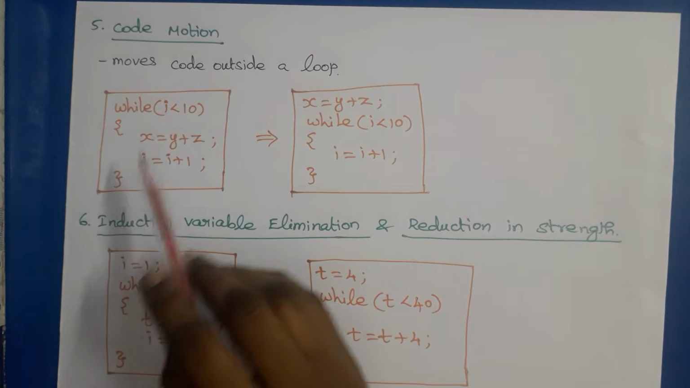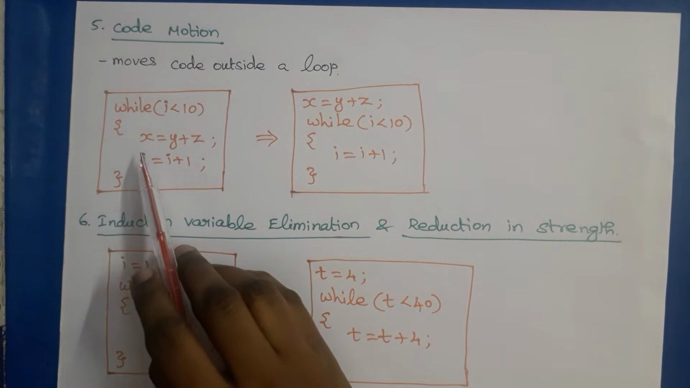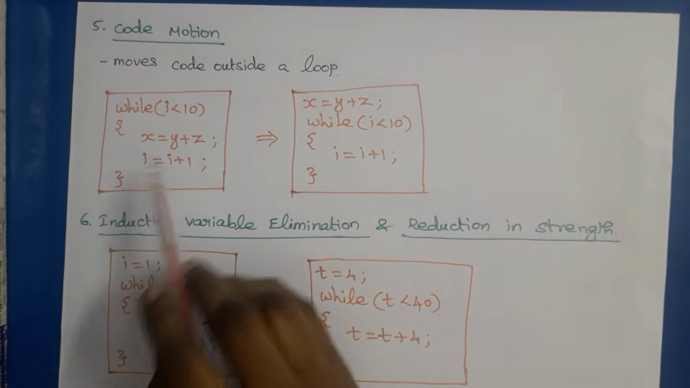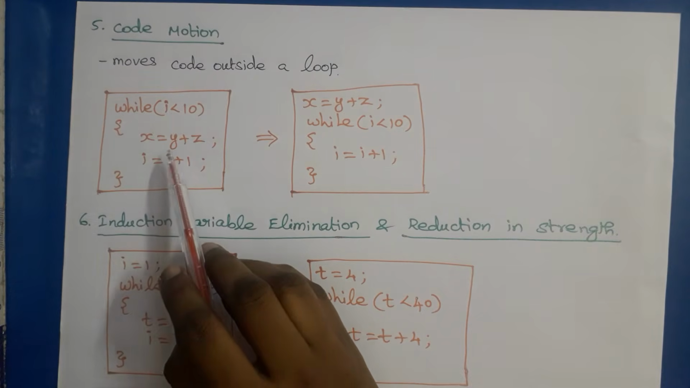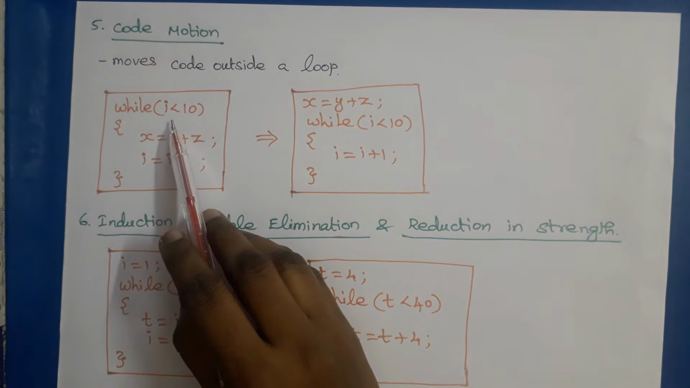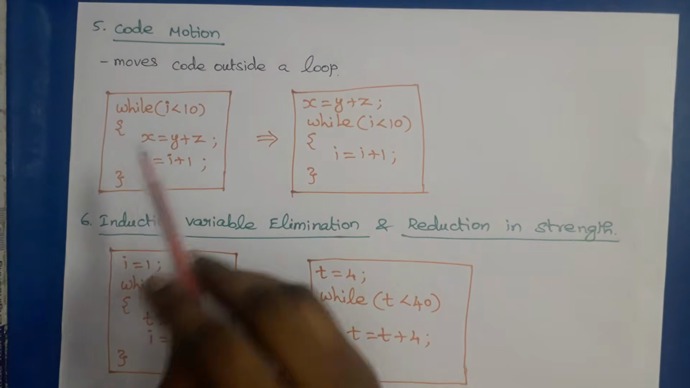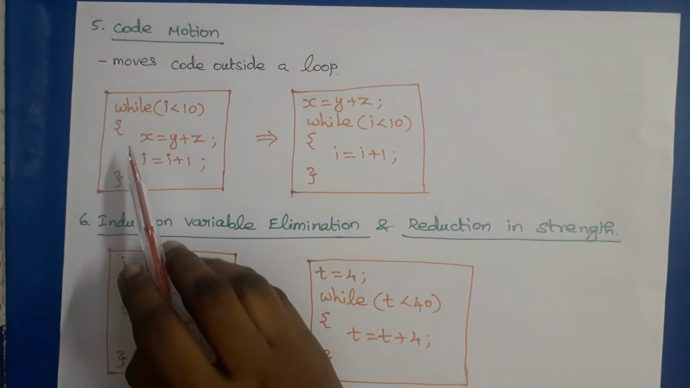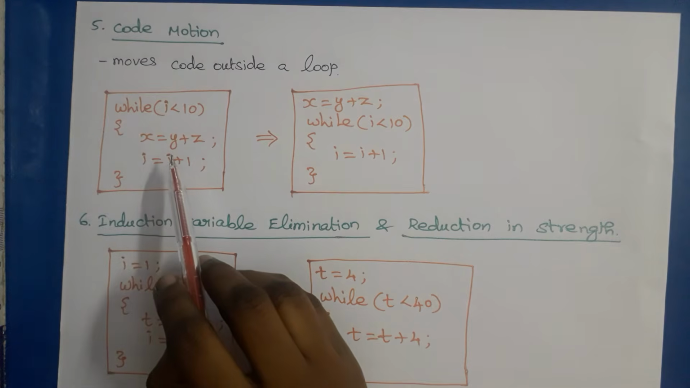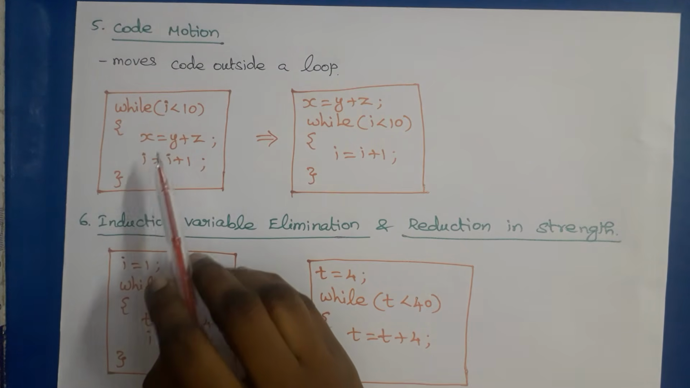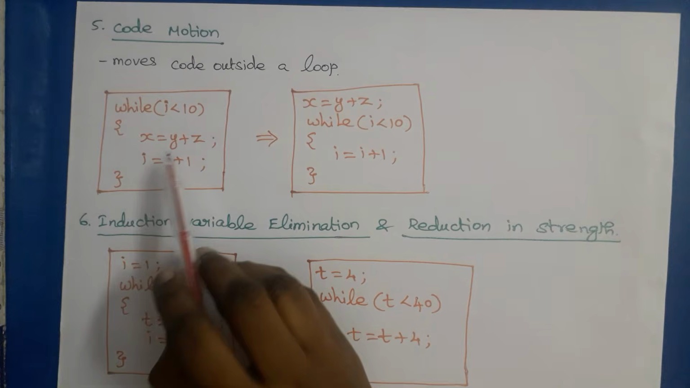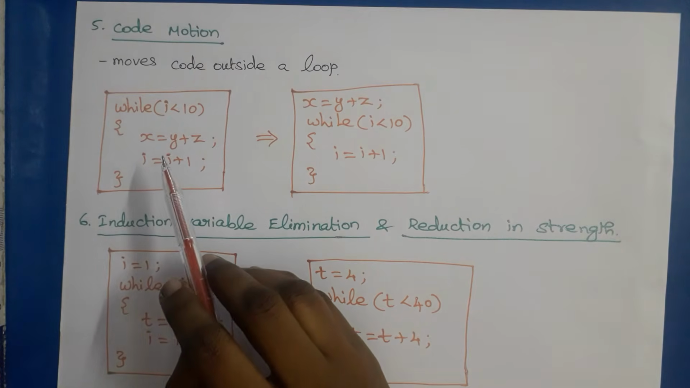One more thing: if the expression computes the same result independent of the number of times the loop is executed, only then can we move that statement outside the loop. That is, if the expression is a loop invariant computation. If it is a loop invariant computation, then only we can move that expression outside the loop.